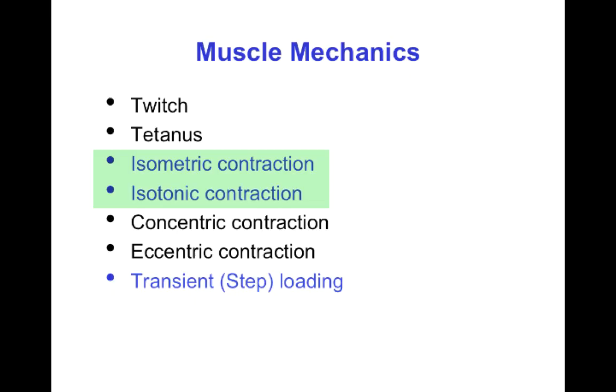The two most important experiments that we need to understand in muscle mechanics are the isometric experiment and the isotonic experiment. Some of the more interesting properties of muscle mechanics do not get revealed by those two experiments, so to understand some of them, we need to do some sort of transient or sudden loading. That gets a little more complicated. But before we worry about that, let's focus on isometric and isotonic contractions, and we'll briefly give you some examples of what we mean by twitch and tetanus.